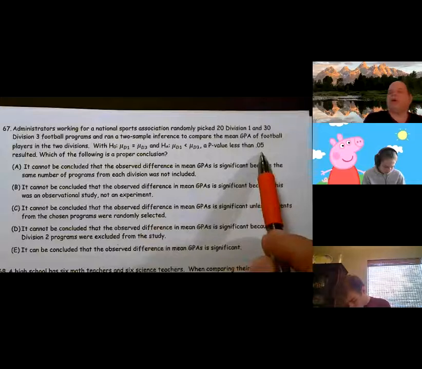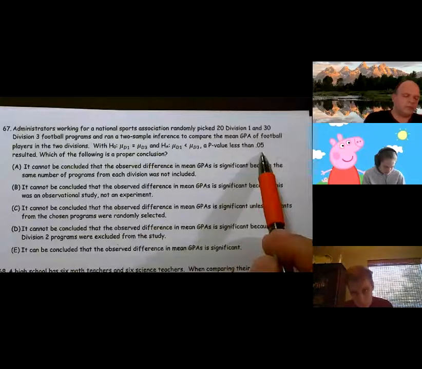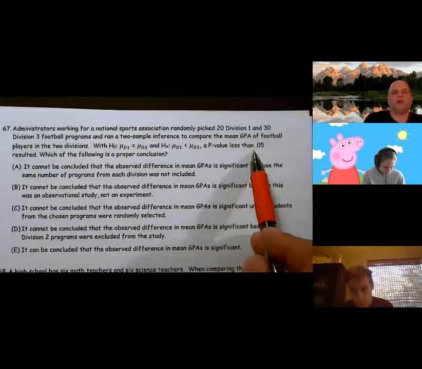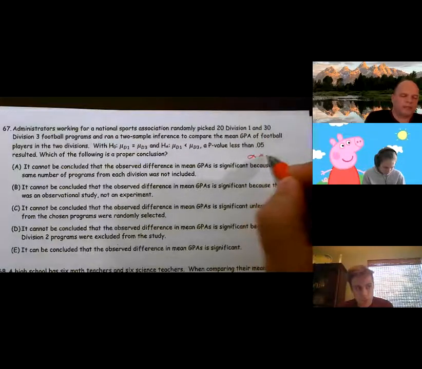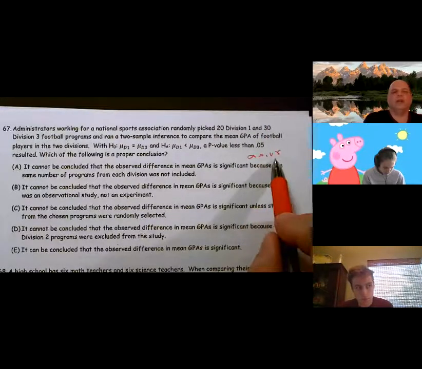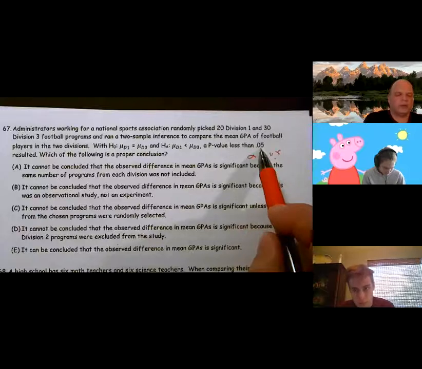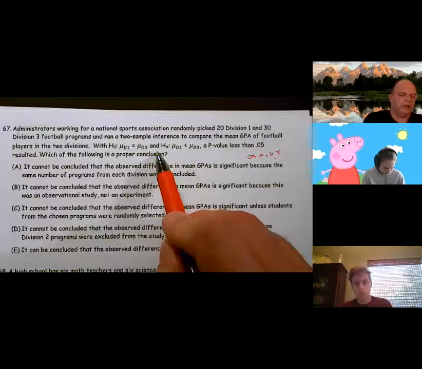A p-value less than 0.05 is pretty small. And typically speaking, if they don't give us an alpha level, we use alpha 0.05. Since they didn't give one here, we would be rejecting the null that they're equal.